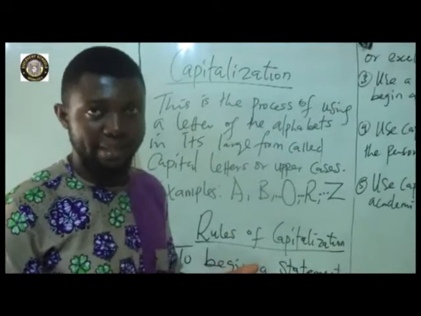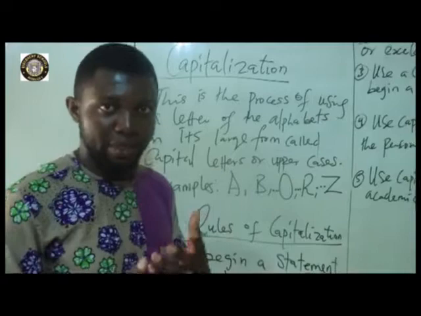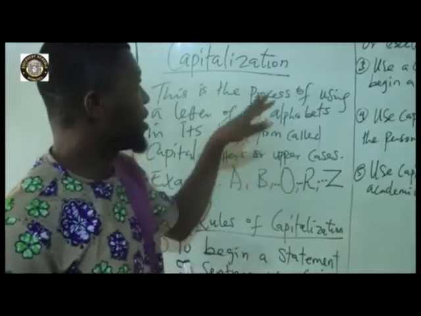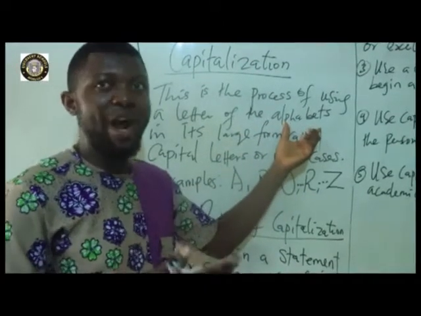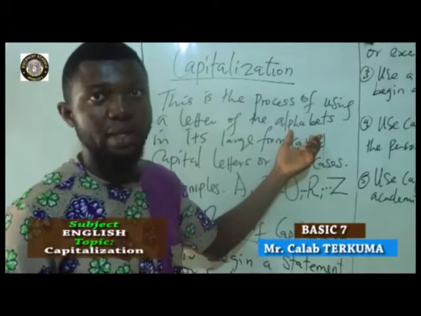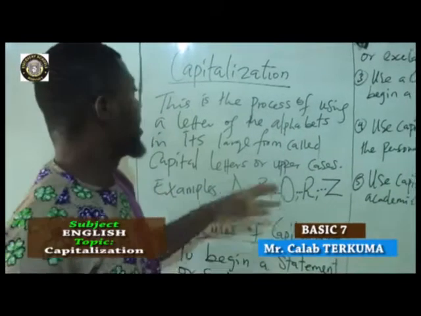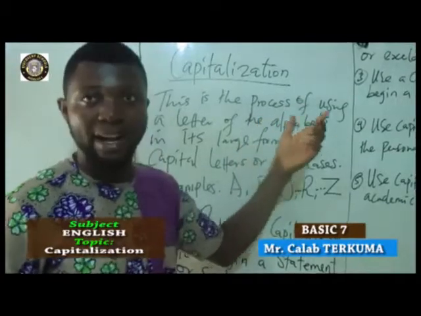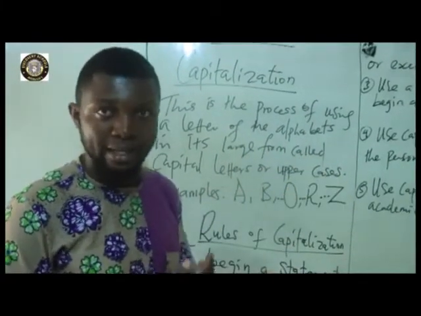You already know the uppercases. You already know capital letter A. You know capital letter B. You know the other alphabets and their capitals. All we are doing under capitalization is the application: when to use a capital letter and when not to use a capital letter. So the process we are dwelling on today is simply the usage of a particular alphabet in its large form at a time.